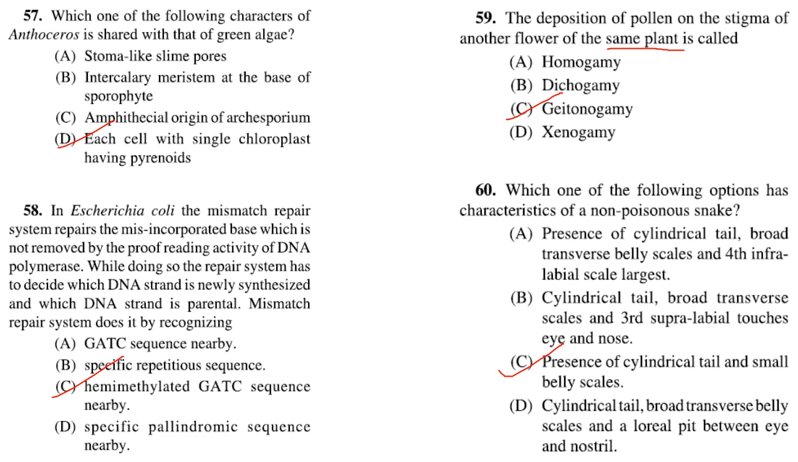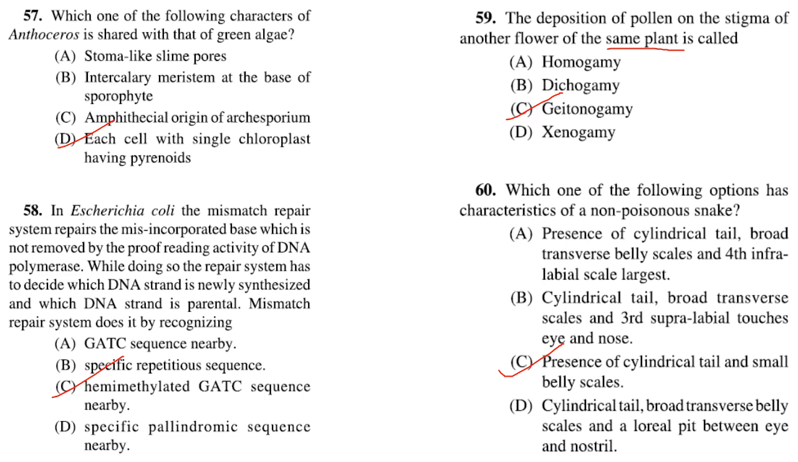Then next one. Which one of the following characters of Anthoceros is shared with that of green algae? Stomata like slime pores, intercalary meristem at the base of the sporophyte, amphithecial origin of archesporium, each cell with single chloroplast having pyrenoid. That is correct.